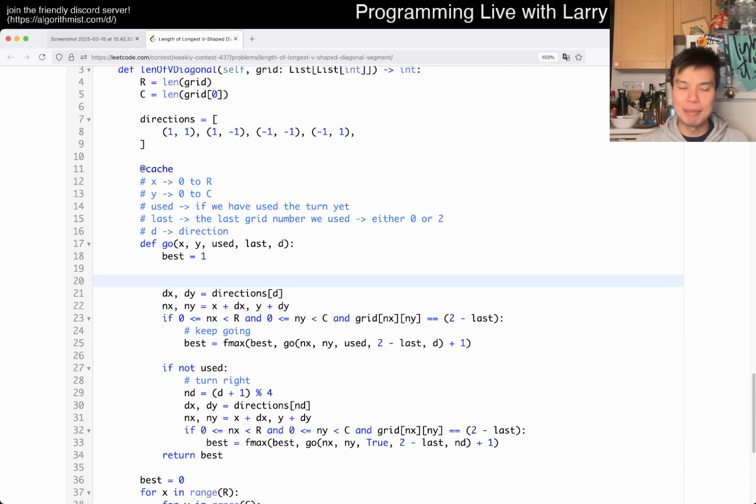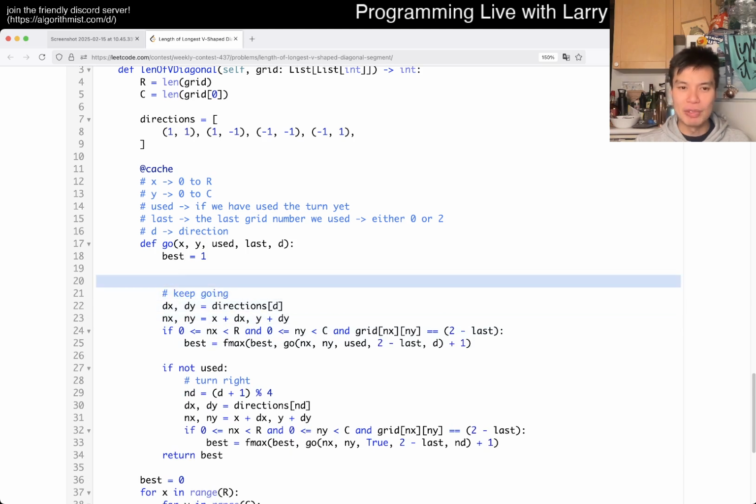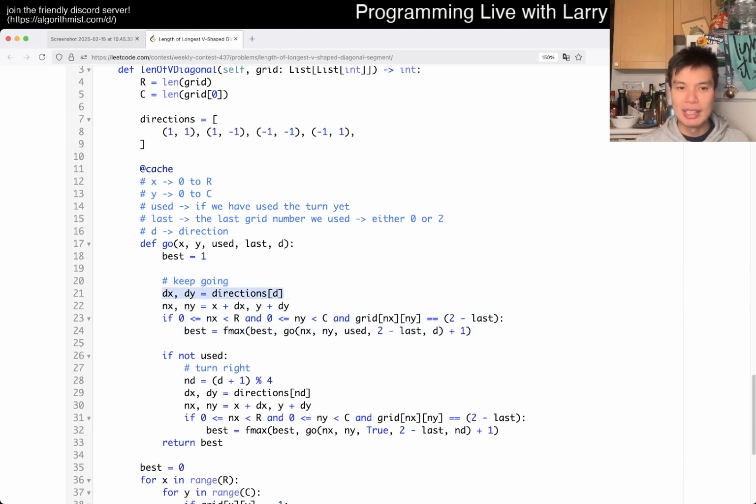And now the only 2 things you can do, it's almost like a take, no take, right? This is keep going, it's this part. I put the comment here. So we have the direction D, we keep going, we go to the next one, check to see if it's in bound and also has the correct grid number, and then we add 1 to it, right? Keep in mind that the base case is that this is already a rounded square, so best is actually 1. It's a small distinction, but it's very easily missed.